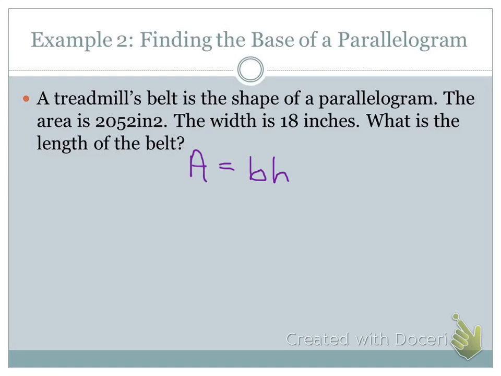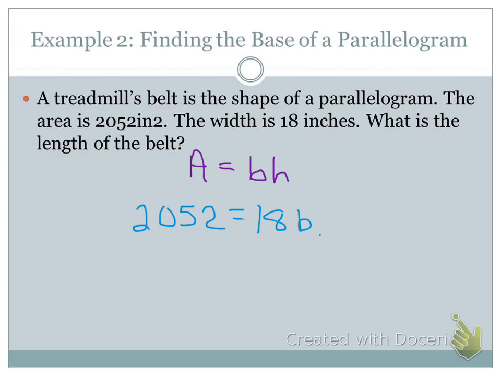So I'm just going to fill in the numbers where they would go in the formula. So I have the area is 2,052. I don't know the base, but I know that the height is 18 inches. Okay, how else could I write B times 18? How else could I write that to make it a little more user-friendly? Anybody know? I could just write it 18B. 18B, right? Okay, so either way would be acceptable. Makes it a little bit easier for me to see my next step.